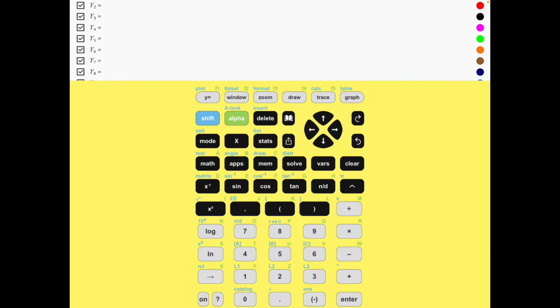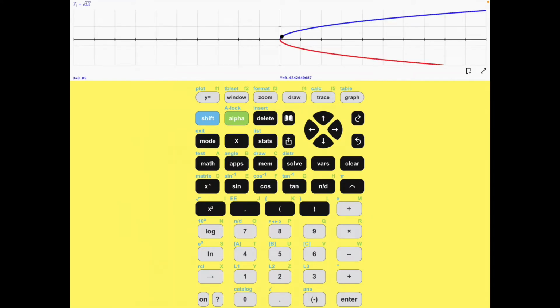And now under the y2, I want to do a negative 2x. So negative square root of 2x. So shift and x squared and put in a 2x. Now I want to look at a graph. You can see that our vertex is at 0, 0, and it opens to the right.